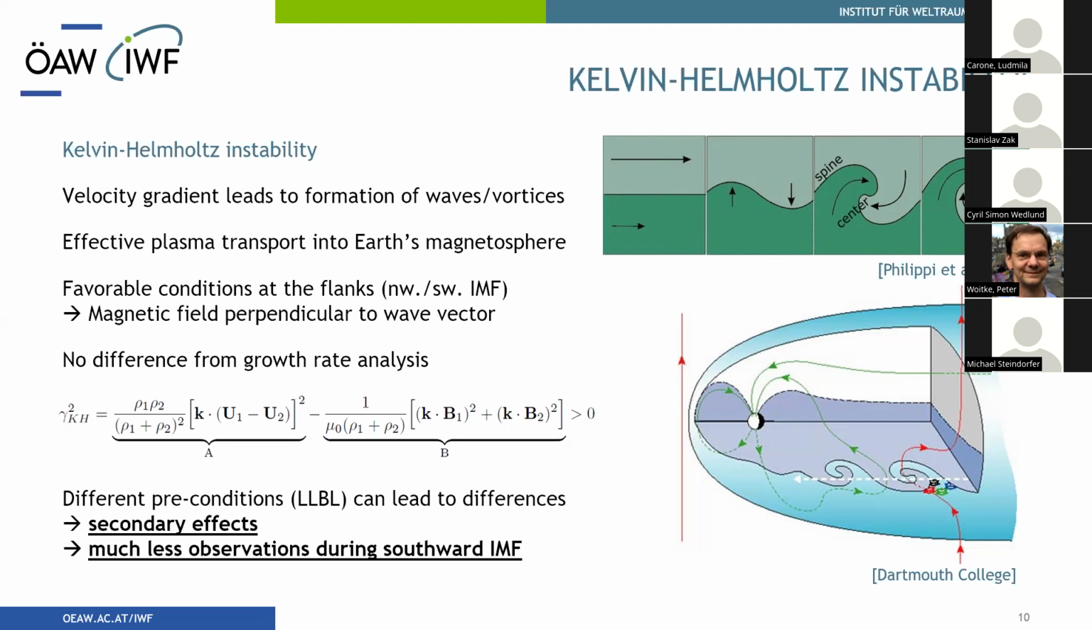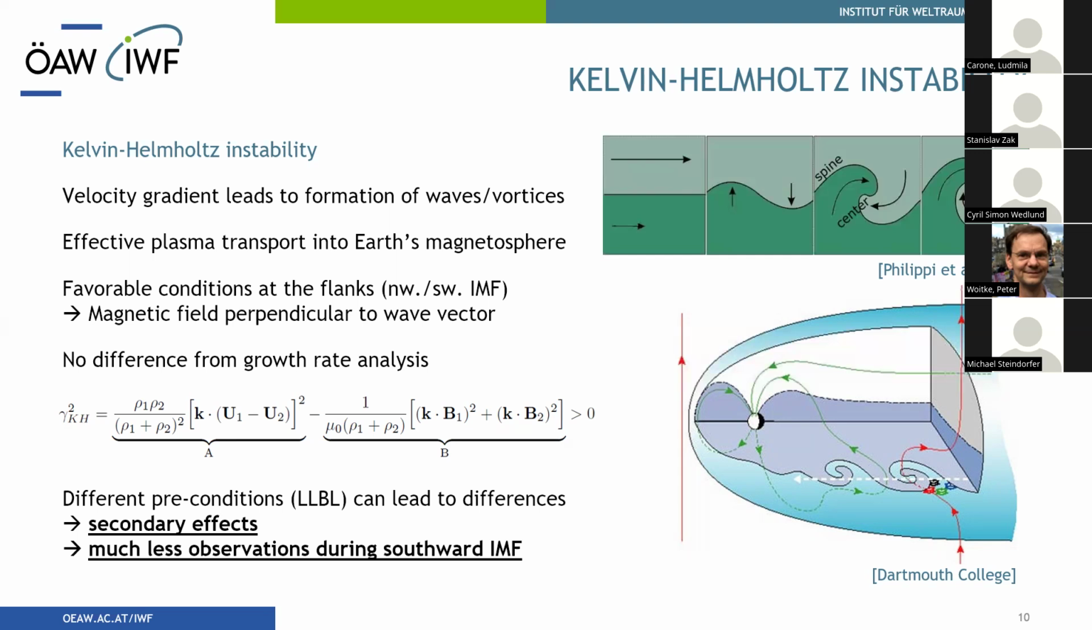And this is one mechanism how solar wind can very effectively be transported into the magnetosphere, which is why this has grown in importance in magnetospheric study. And favorable conditions for the KHI at the magnetosphere are at the magnetospheric flanks, which are these regions here.